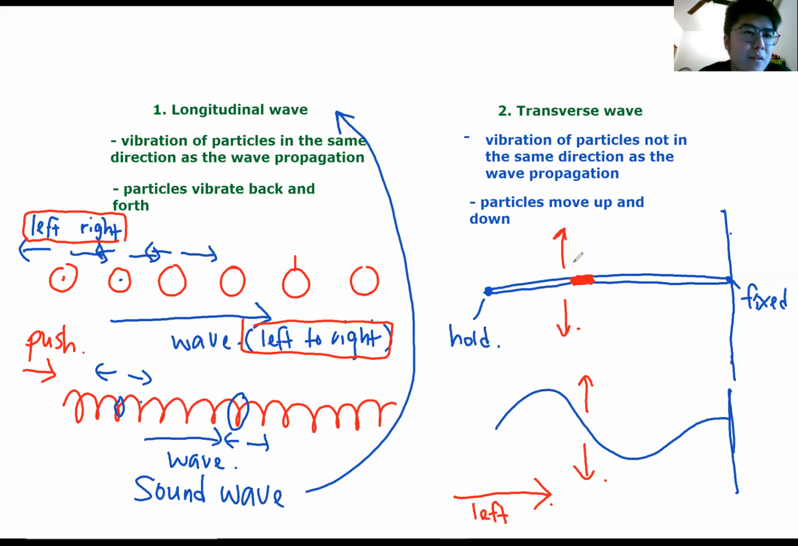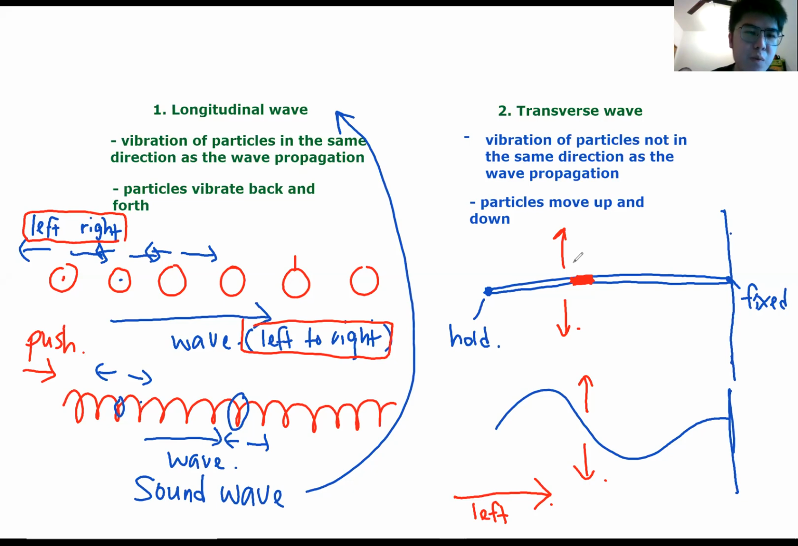So how do the particles vibrate? Up and down. It does not move. It does not displace. It only moves up and down. But there's a wave traveling from the front to the back. This is an example of transverse wave.